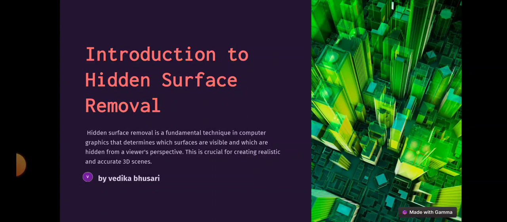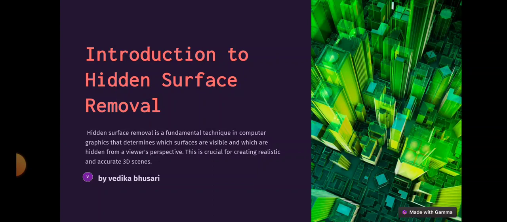Hidden surface removal is also known as hidden surface elimination or occlusion culling. It is the process of determining which surfaces or parts of surfaces in a 3 dimensional scene are visible to an observer and which ones are obscured by other surfaces.